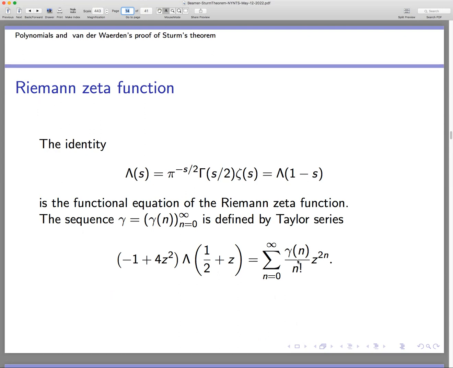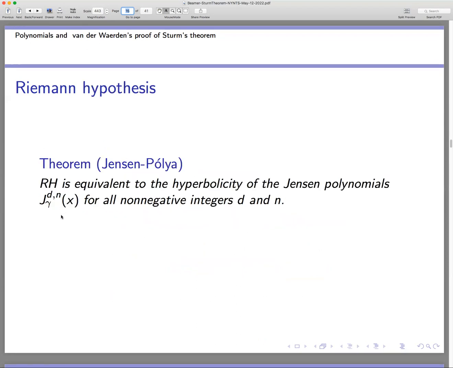And the coefficients, it's even, and the coefficient of z to the 2n is gamma n over n factorial. So I'm interested in this sequence of coefficients, the gamma n's. And so there's a theorem of Jensen and Polya, which says that the Riemann hypothesis is equivalent to proving that these Jensen polynomials are hyperbolic. That means all roots are real for all non-negative degrees d and shifts n.